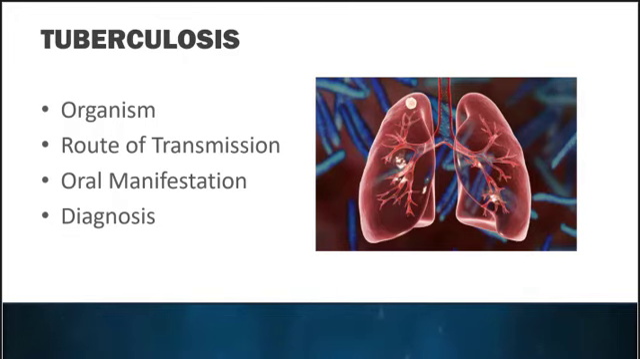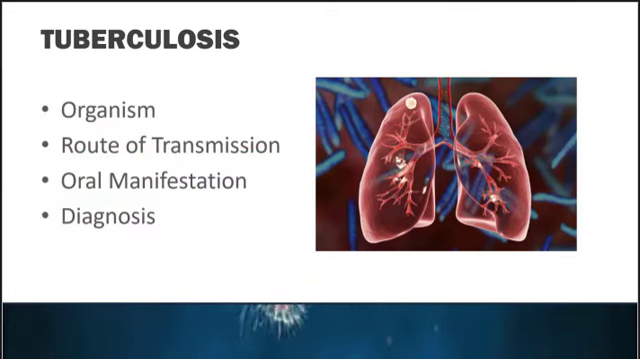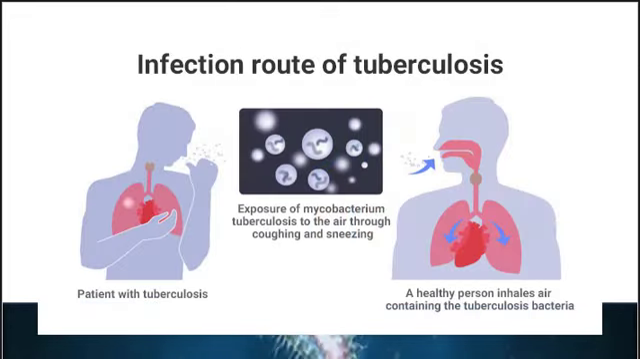The second organism we're going to talk about is Mycobacterium tuberculosis, which is the bacteria that causes tuberculosis. While this disease is primarily considered a lung disease, tuberculosis can affect other organs like the kidneys and the liver. Tuberculosis is also highly contagious, and it's usually spread by the inhalation of droplets that contain that bacteria.